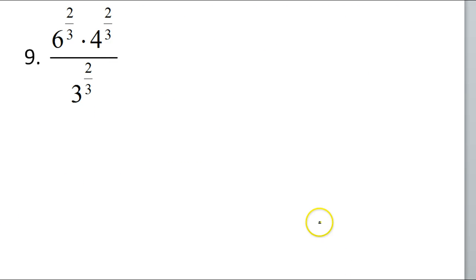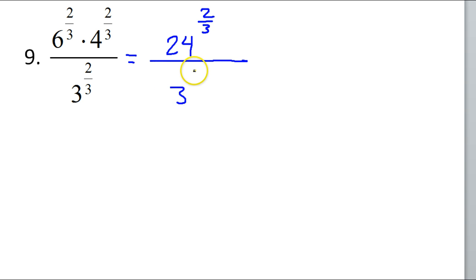Let's do number 9. Oh goody, look at this. The exponents are all the same. If the exponents are the same, you can do the bases. So, starting with the numerator, since the exponents are the same, I can go ahead and multiply these bases and get 24 to the 2/3 power. So that's great. And that's over 3 to the 2/3 power.